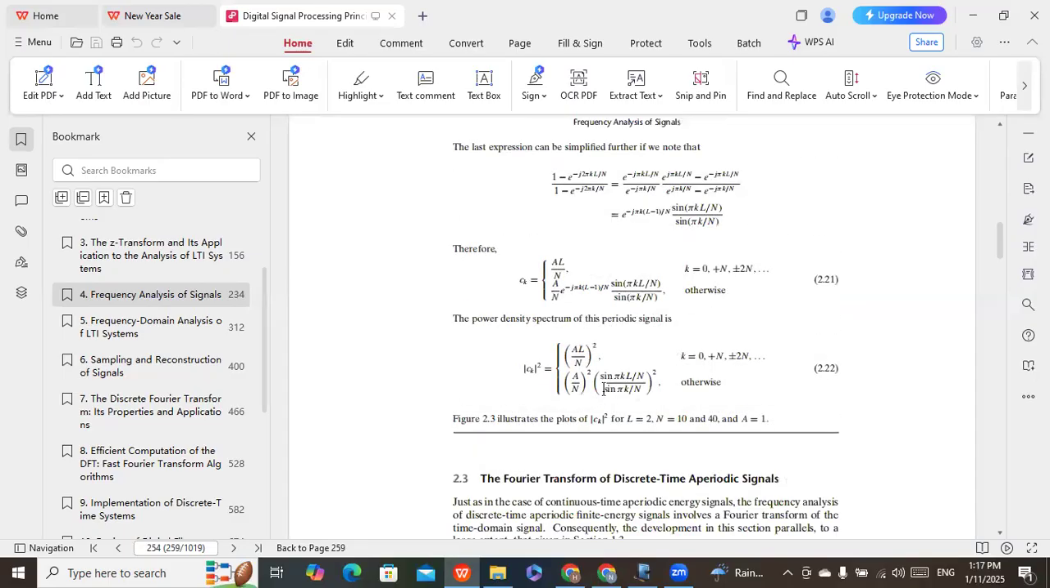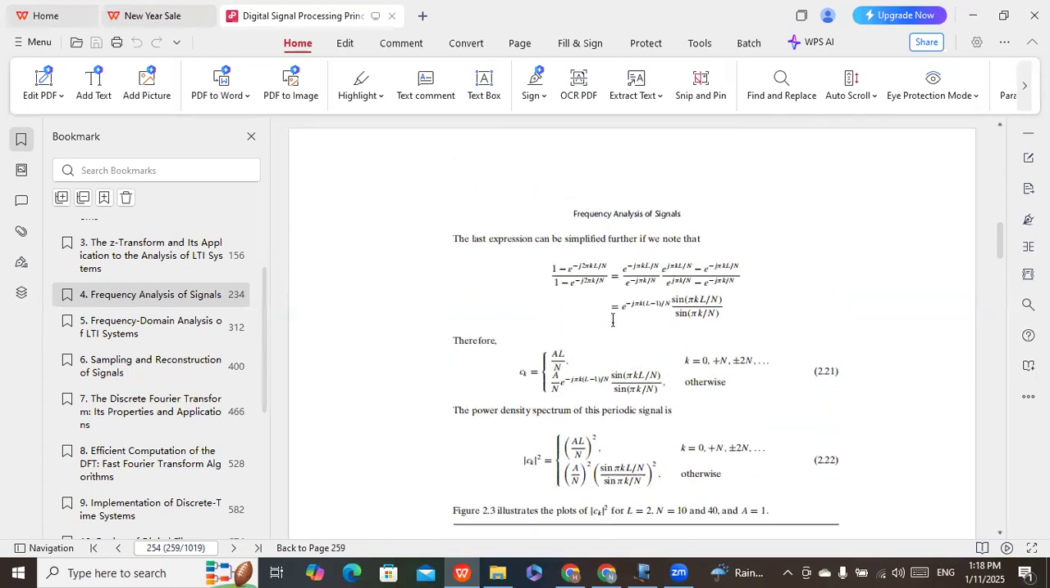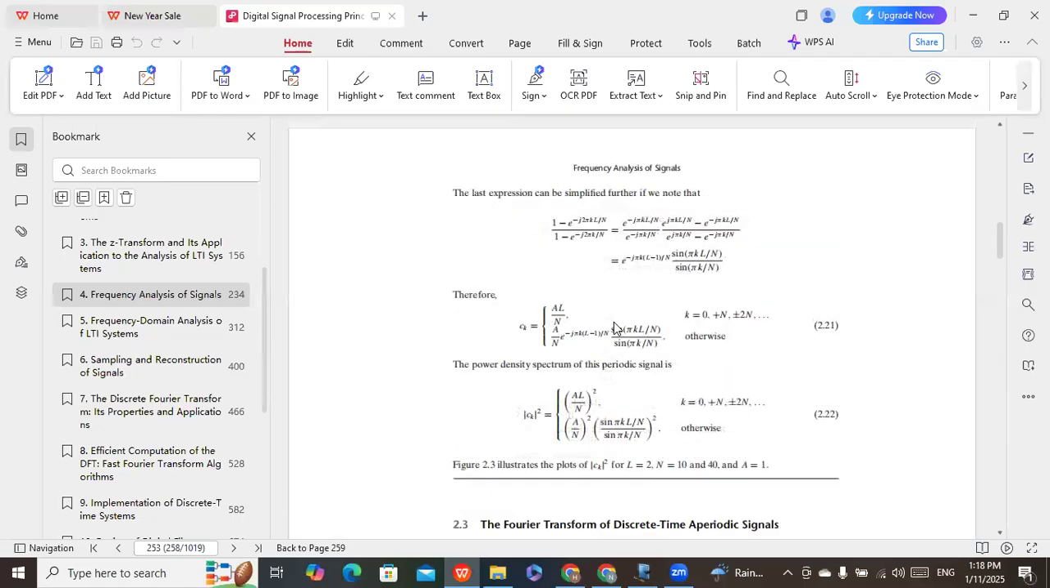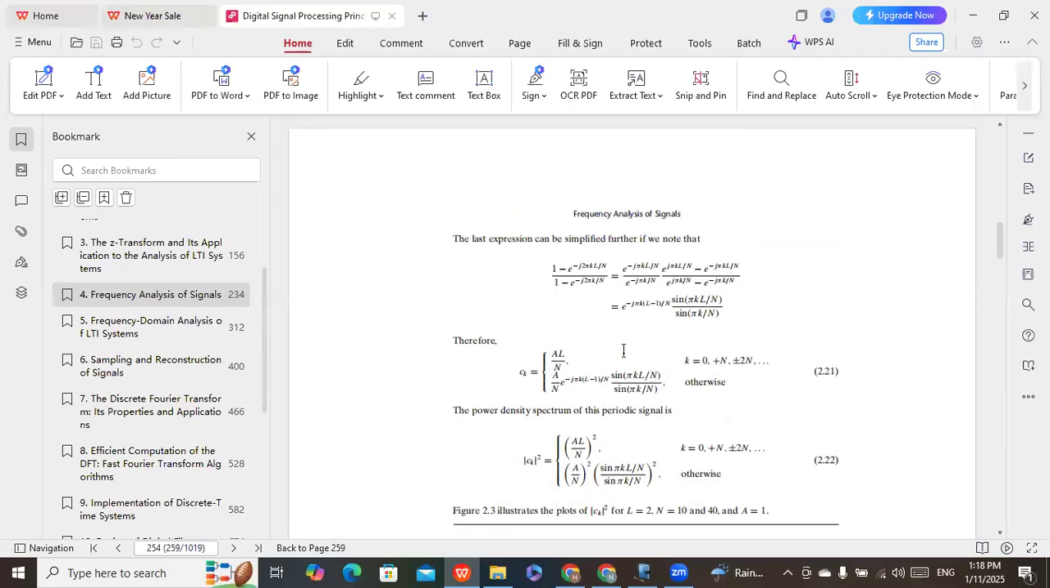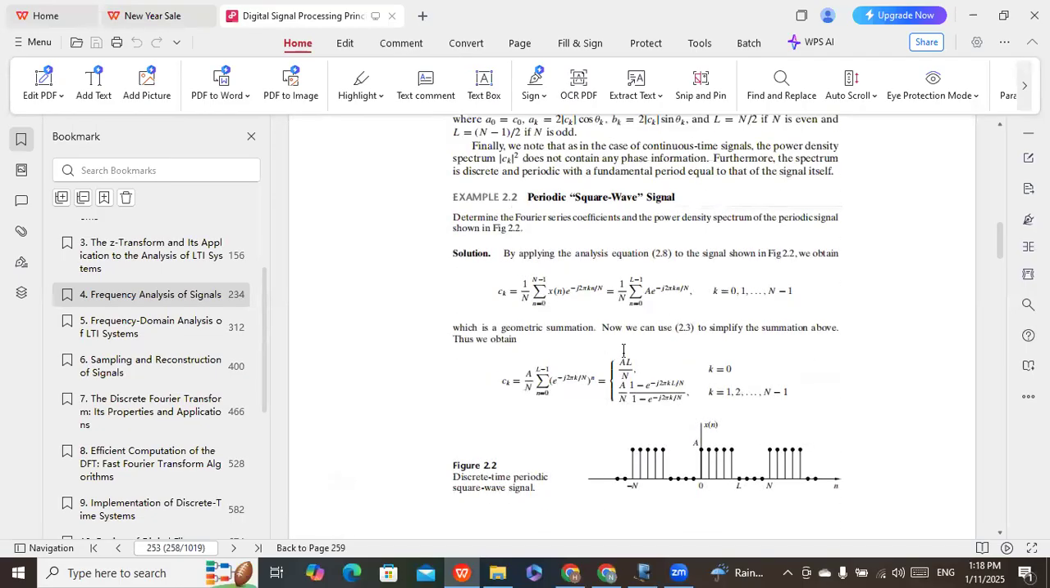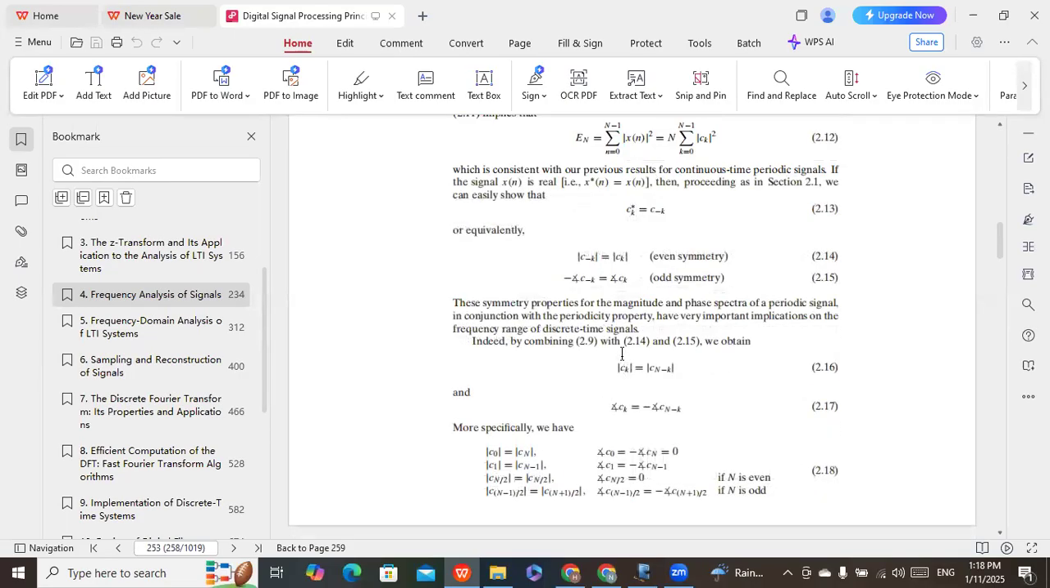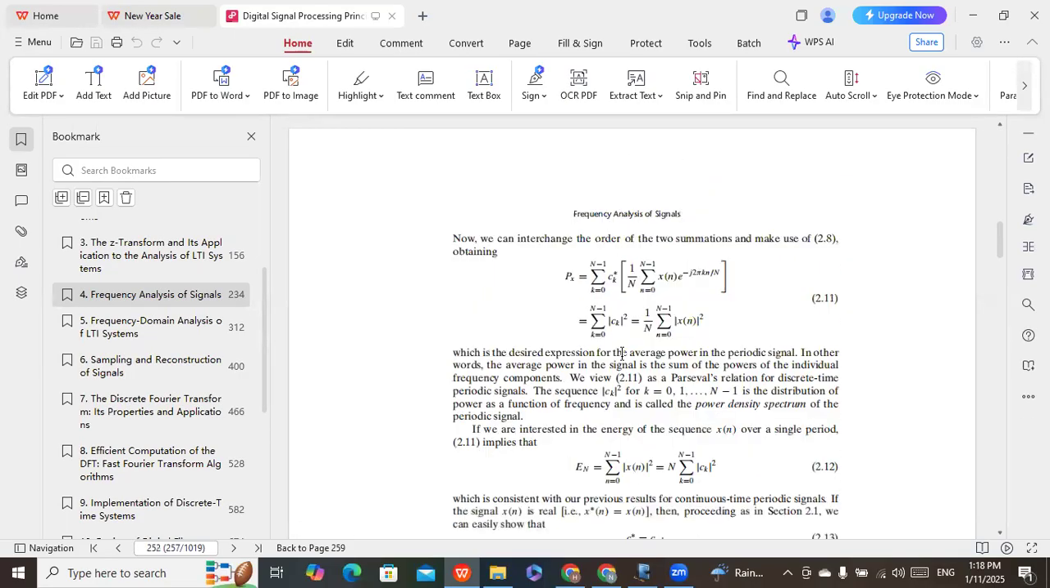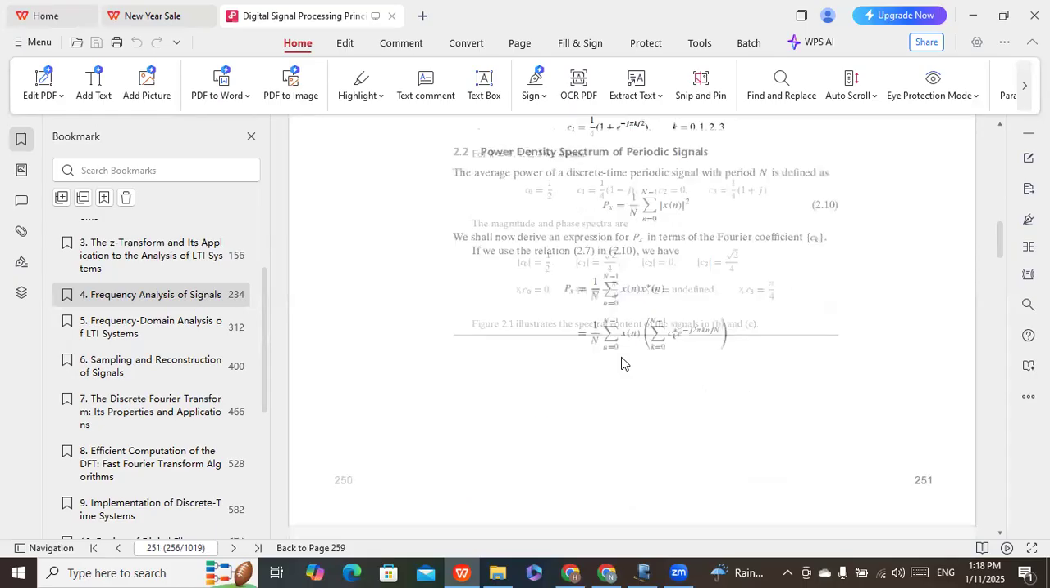Okay, so maybe if you can do this, you can. If you have any problem, you can send me a WhatsApp message, then I can help you. So try to do this by yourself. I think it is not much difficult. And another thing is, you can see that there are some examples here.